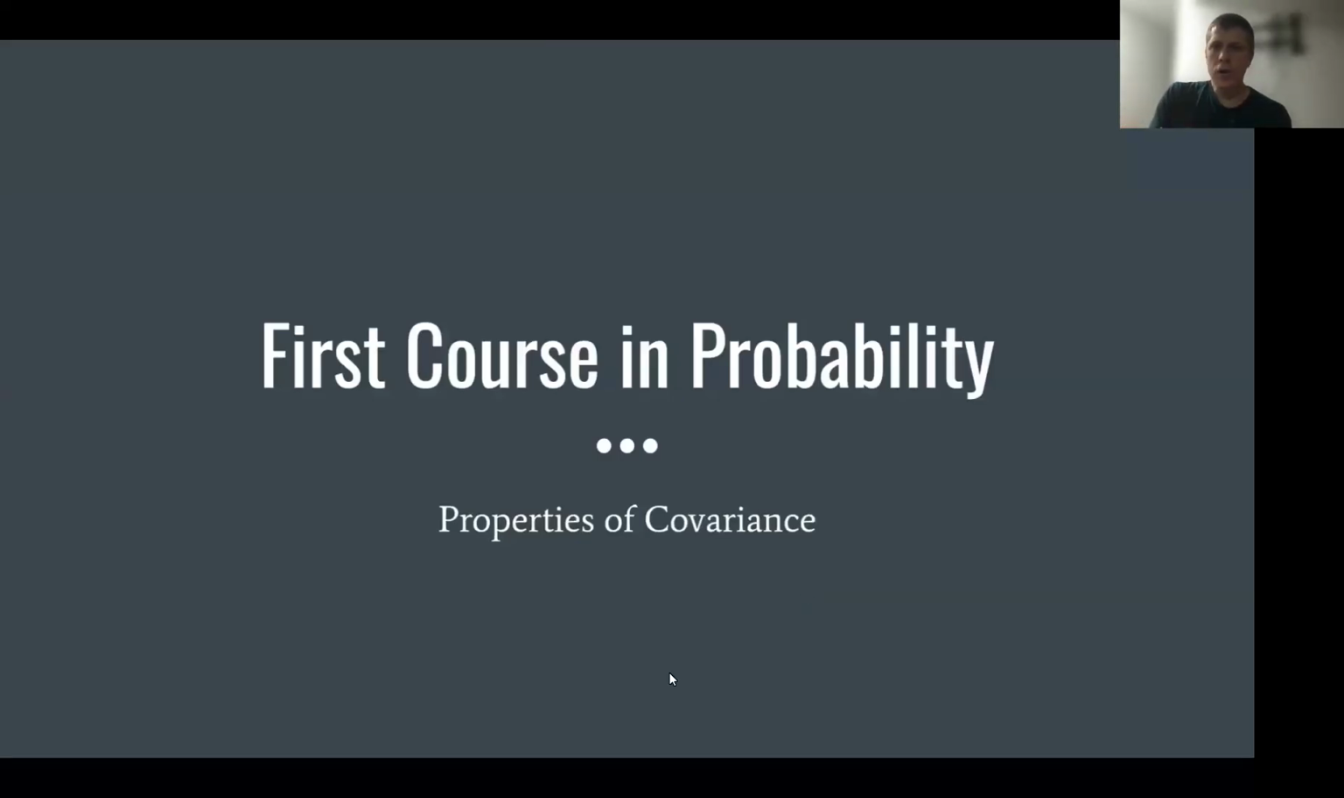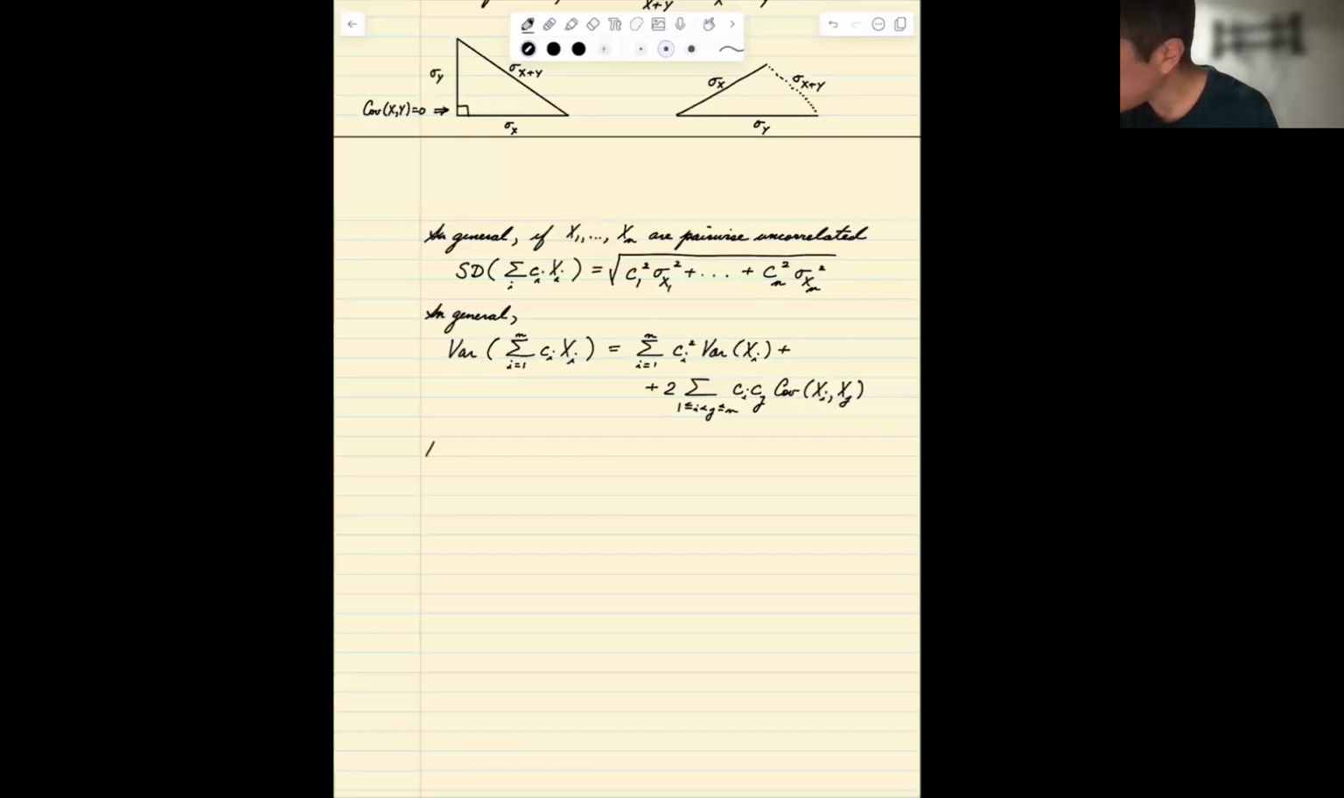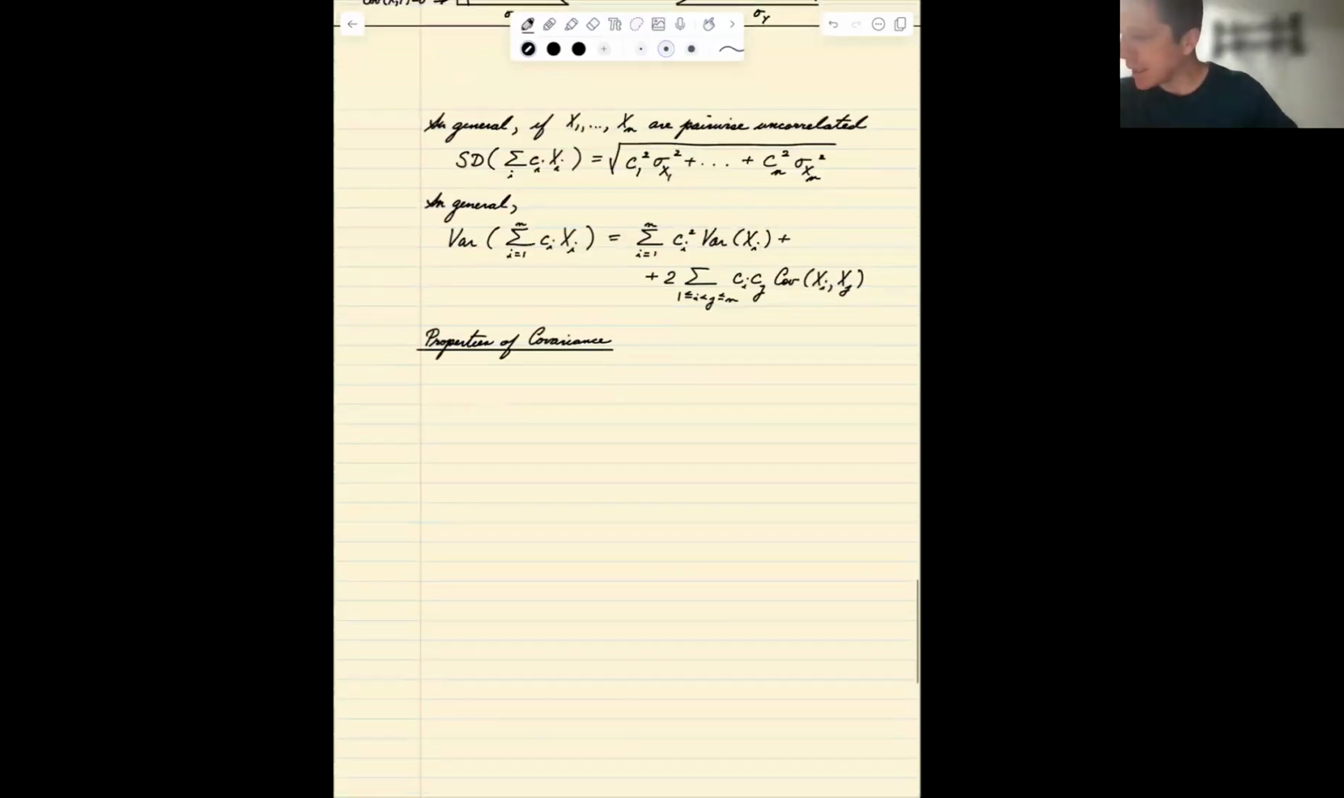Okay, so before we move on to specific distributions, discrete distributions, let's just catalog some properties of covariance. And these properties of covariance turn out to also be properties of variance because there's a very close relationship between variance and covariance, as we'll see. So I'm going to write these down. I'm not going to prove them necessarily, but they're good to have handy in case we need them.